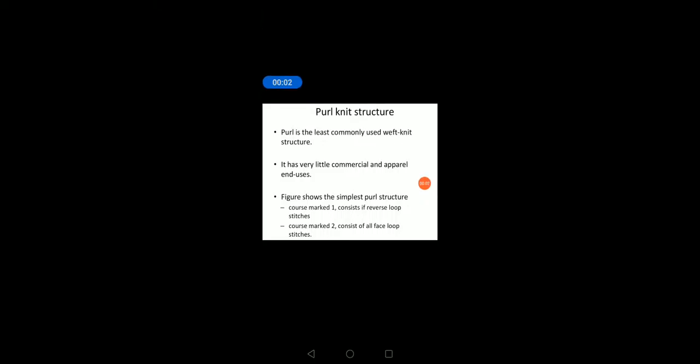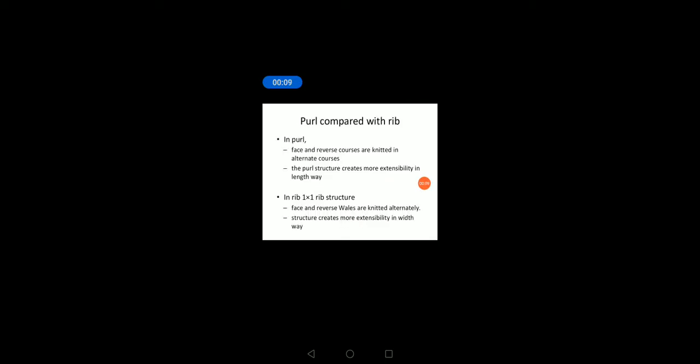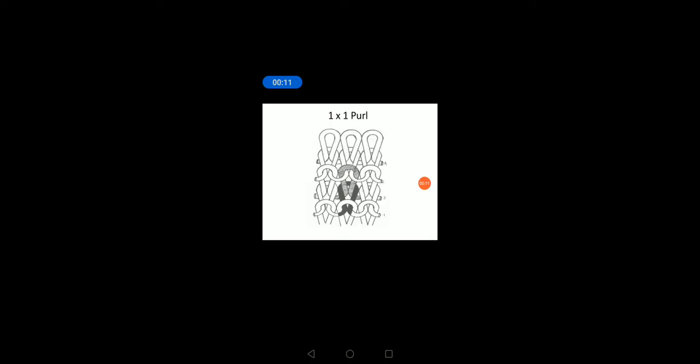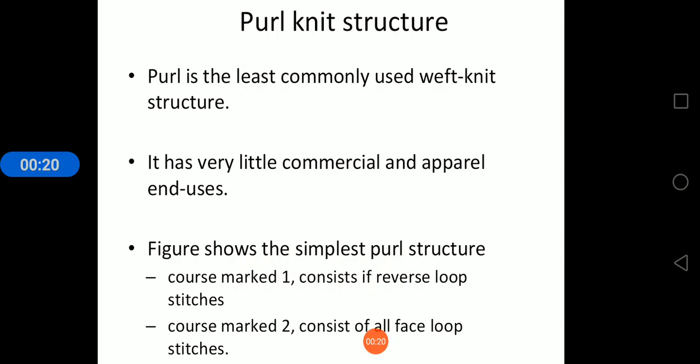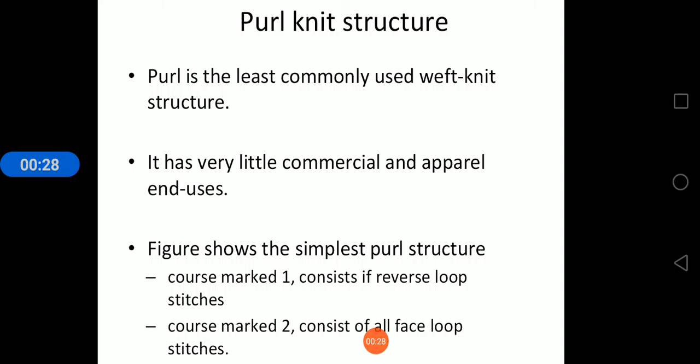The last type of structure is called the purl type of structure. Already we have discussed rib and interlock, and our third structure is called the purl structure. It is also a very powerful structure in knitting technology, and the purl structure is very useful.